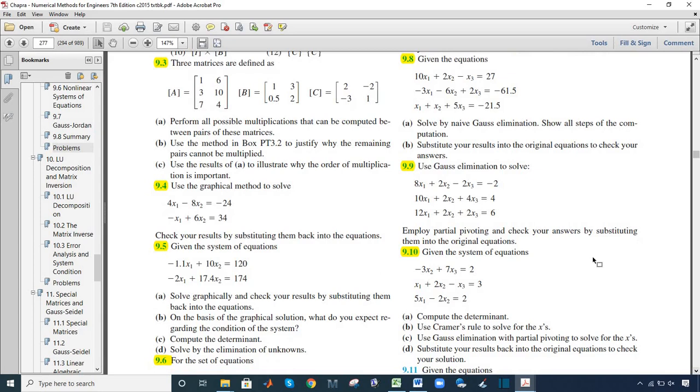Use Gauss elimination to solve these equations. Employ partial pivoting and check your answers by substituting them into the original equation. Same procedure, but just employ here partial pivoting. What is partial pivoting? In the previous case, you have to solve these equations as given. You do not have to rearrange these equations, but in this case you have to rearrange these equations, then solve.